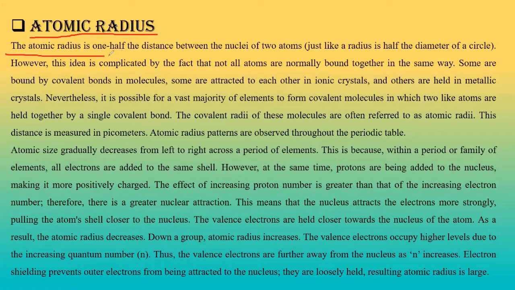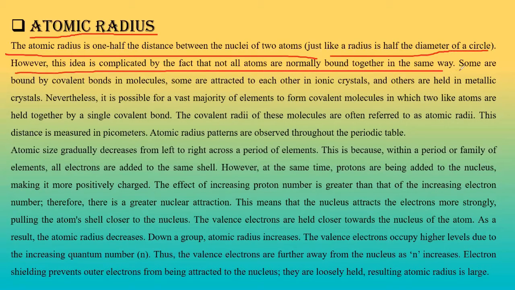The atomic radius is one half of the distance between the nuclei of two atoms. So if we take two atoms, half of the distance between the nuclei of these two will be the atomic radius, just like the radius is half of the diameter of a circle, right? However, this idea is complicated by the fact that all atoms are not normally bound to each other in the same way. See, I told you that it is not as easy as it seems, right? It is quite difficult. So, as the atoms are not bound in a similar manner, this distance calculation, the radius, is not that easy. Okay, now let us see how it works.